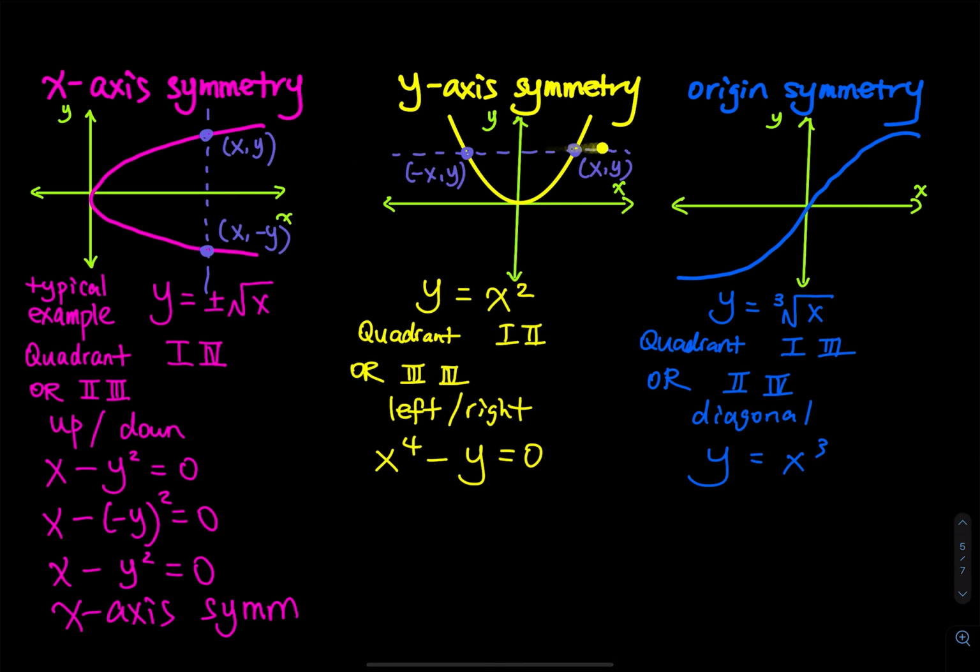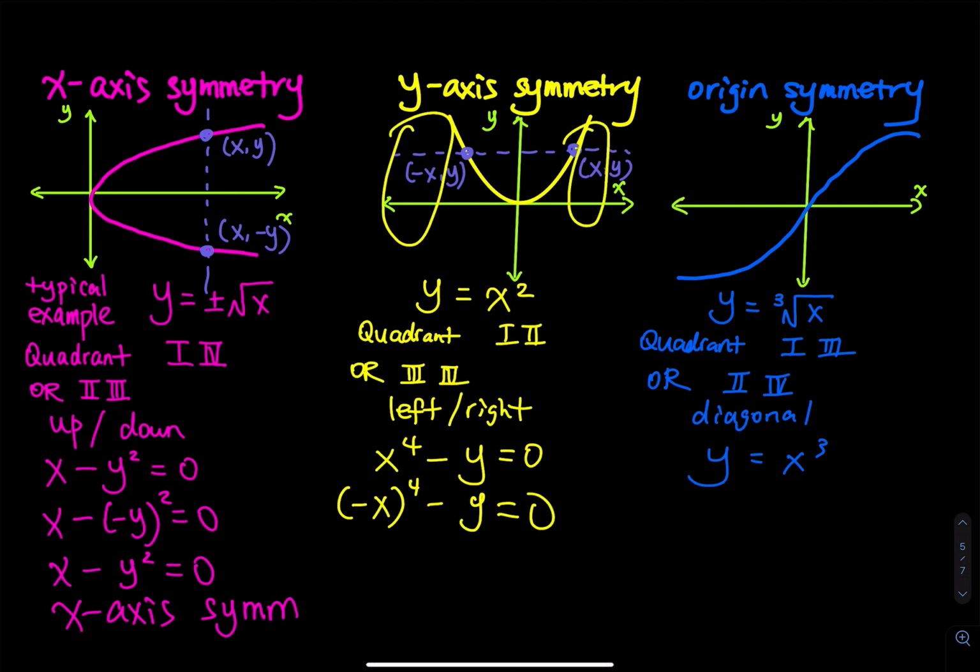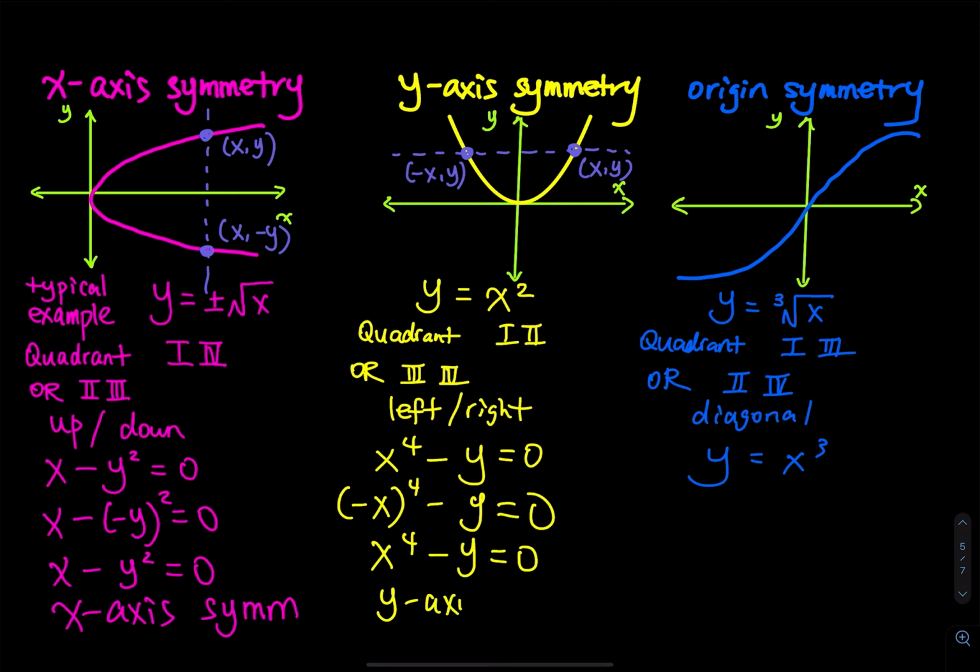So that one, you draw a horizontal line, you see both positive y, and one negative x and one positive x. So the way I test this is I will just replace the x to the 4th with a negative x raised to the 4th, minus y equals 0. If I replace x with a negative x, that should get back to the original function. So negative x raised to the 4th power, the negative sign will be gone, then you have x to the 4th minus y equals 0. You get back to the original function, then this is a y-axis symmetry.